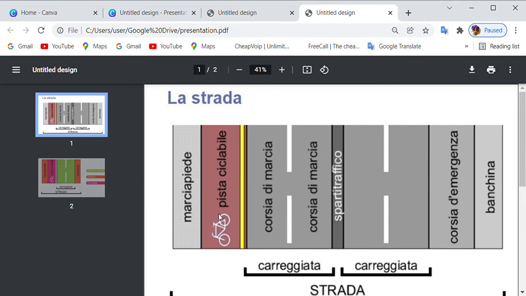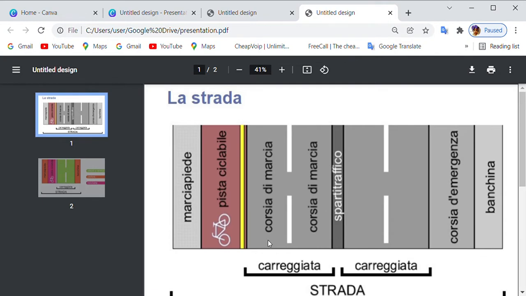Now, like I said, this is strada. Beginning from this place to this place is strada, and in that, strada is divided into different categories. You have the marciapiede, where you walk with leg. You have the pista ciclabile, where you ride a bicycle.